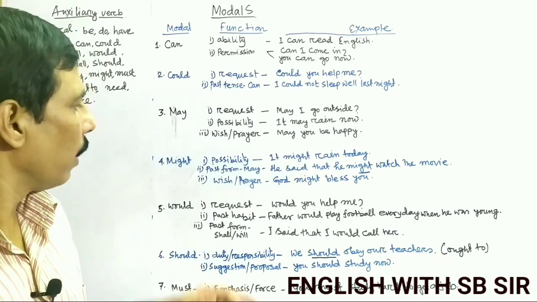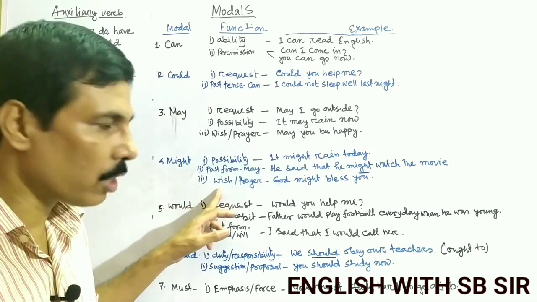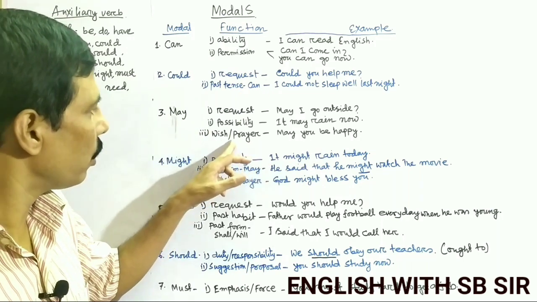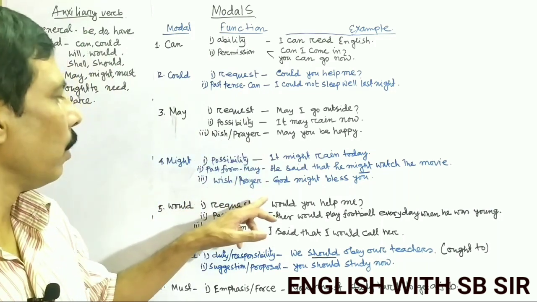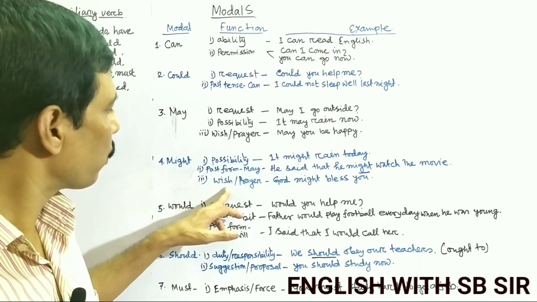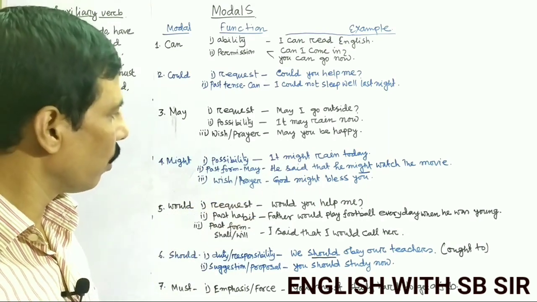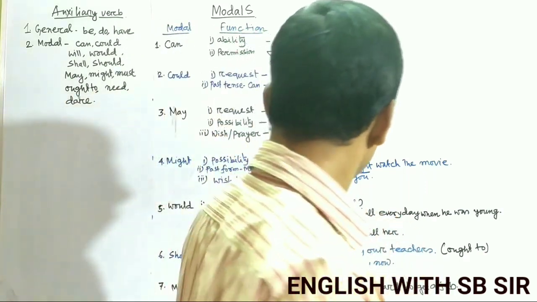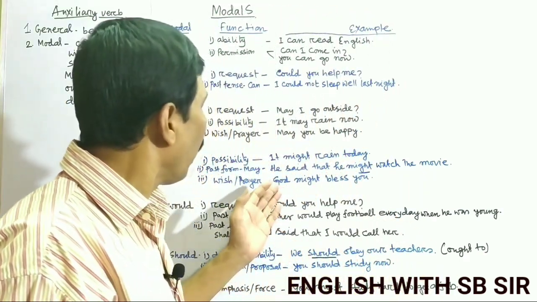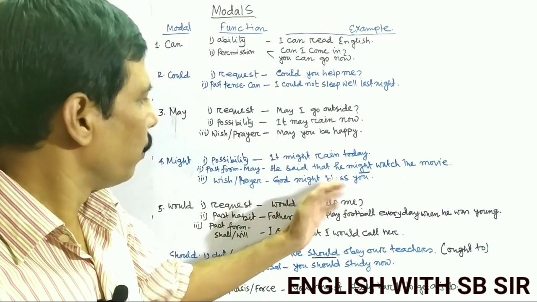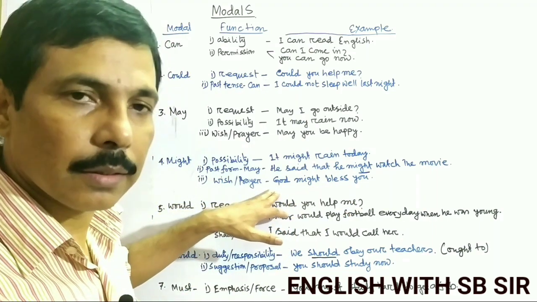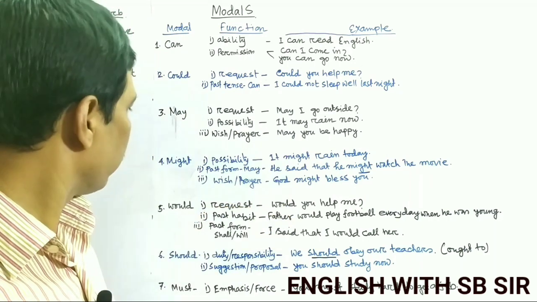Number 3, again to express wish or prayer. May is also used to express wish or prayer. Here might is also used to express wish or prayer. There is no difference. God might bless you. This is an example of wish or prayer.